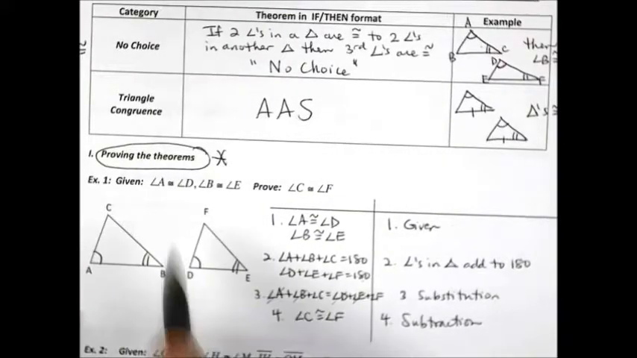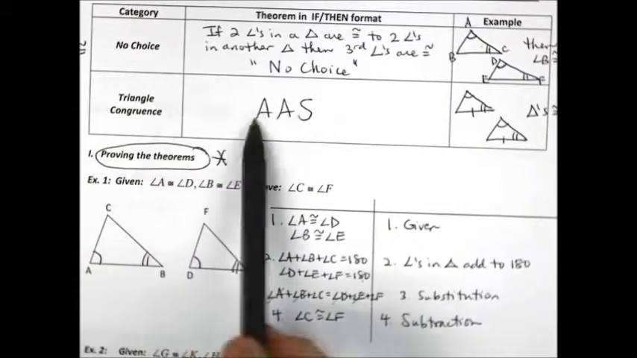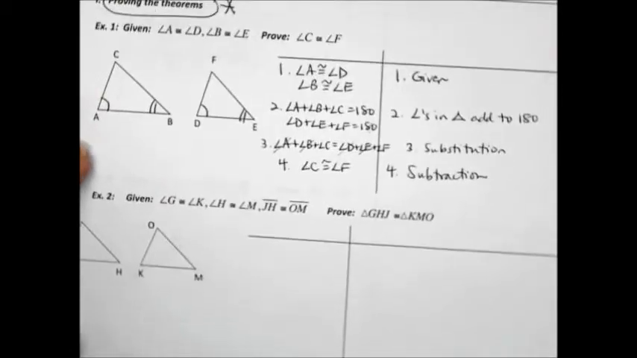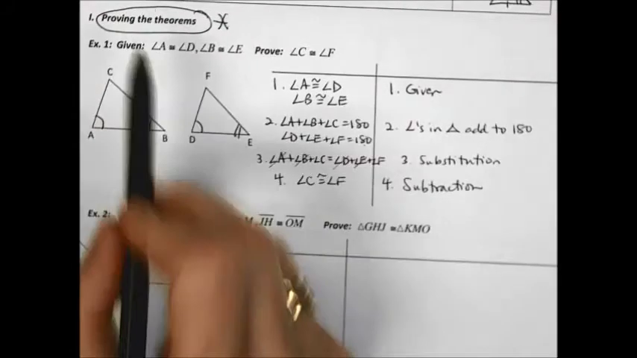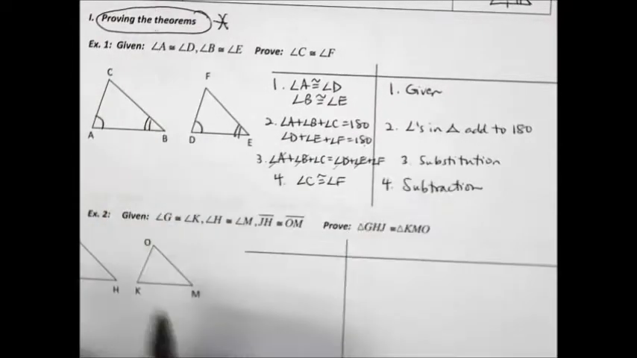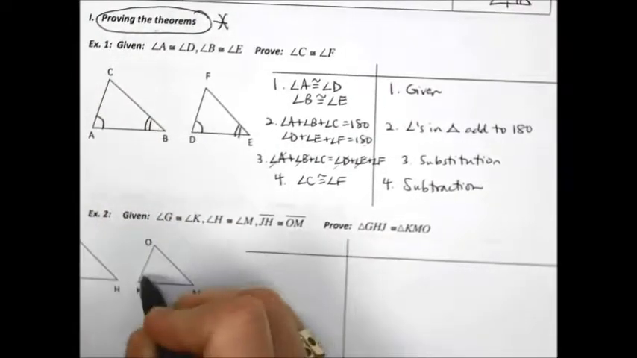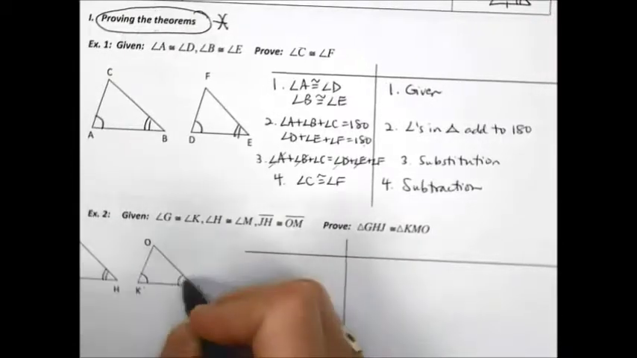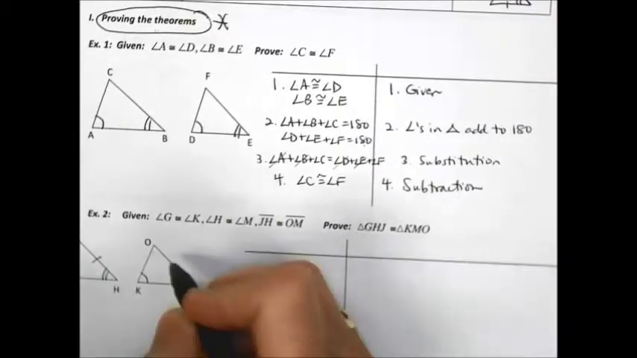All right, so again, we're going to prove the theorem. We're going to prove that this is true. We're going to also use it eventually in proofs, but this time we're just proving the theorem. So look at what we're starting with. G and K, H and M, whoops, I'll use different marks, and J, H, and O, M.